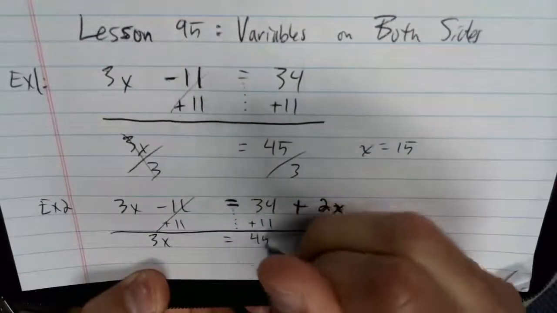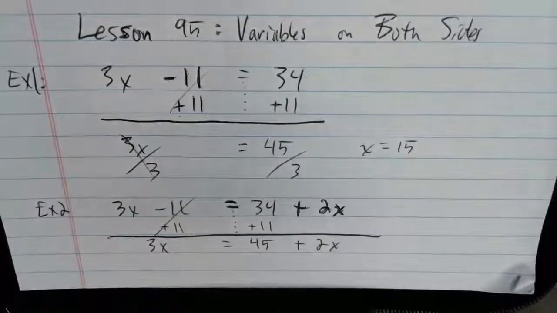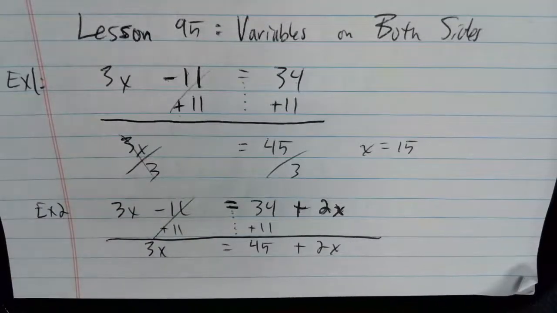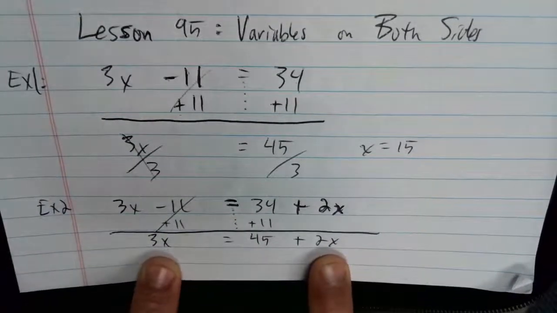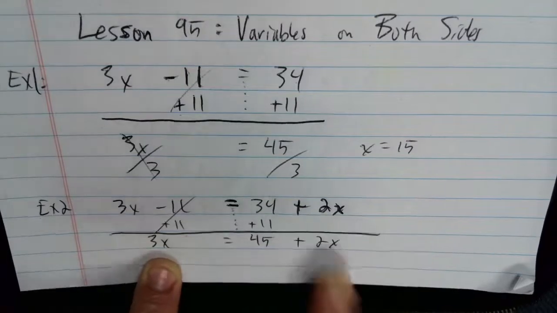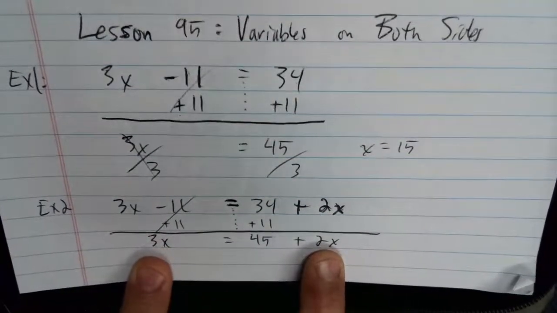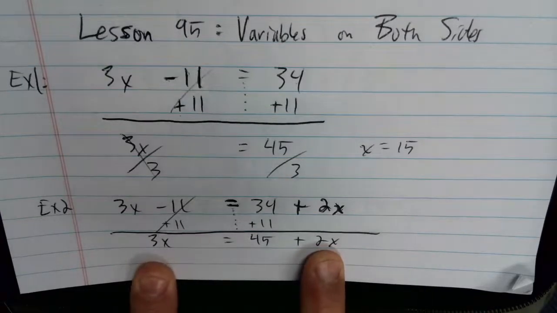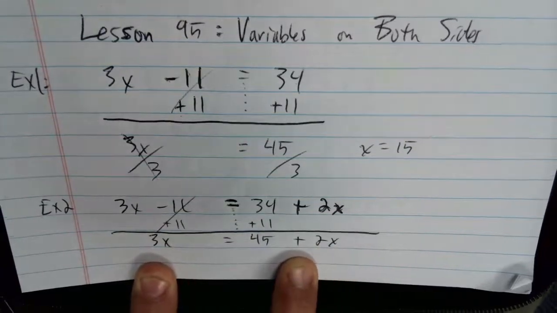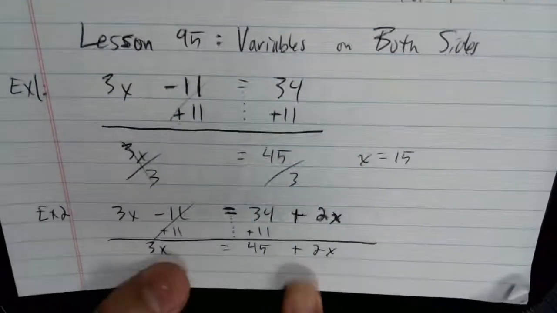So I'm going to have 3x equals 45 plus 2x. Now, do you realize that 3x and 2x are like terms? So what should I do with the like terms? Combine them. But they're on opposite sides of the equal sign, so how am I supposed to combine them? You have to move them. All right, so Autumn, you want to move the 2x. How do you propose we do that?